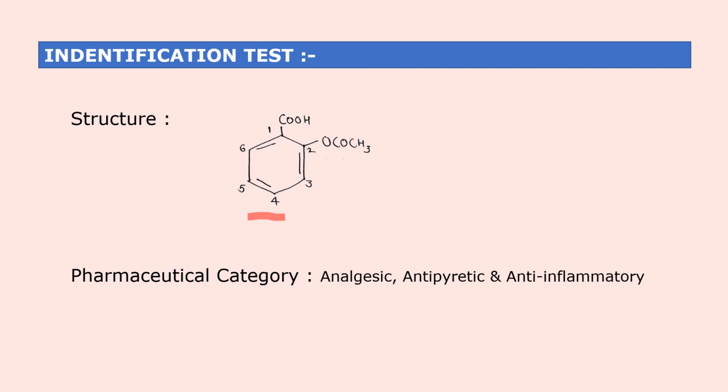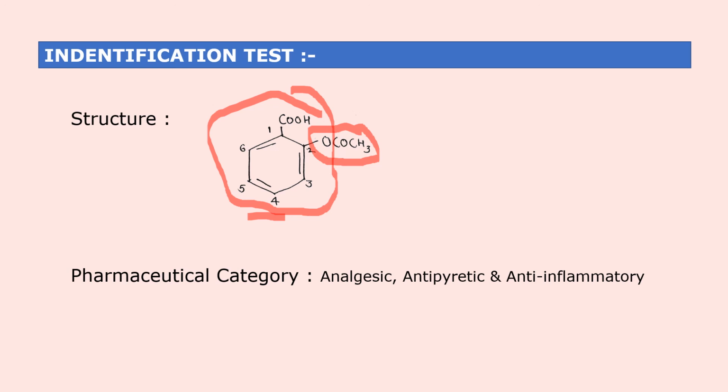The chemical name is 2-acetyl salicylic acid. Now this is the structure of your salicylic acid, and at second position acetyl group is present. Therefore you write down the chemical name, that is 2-acetyl salicylic acid.